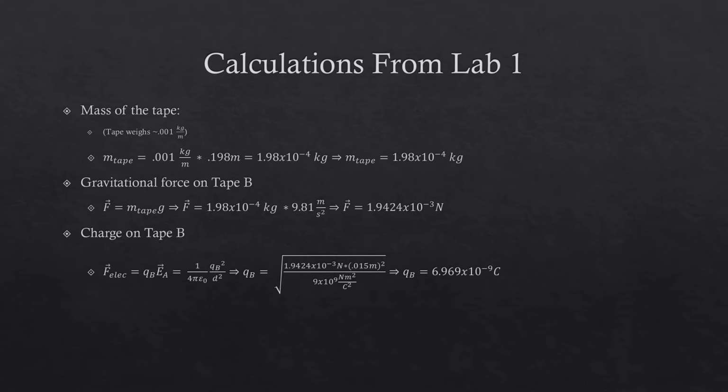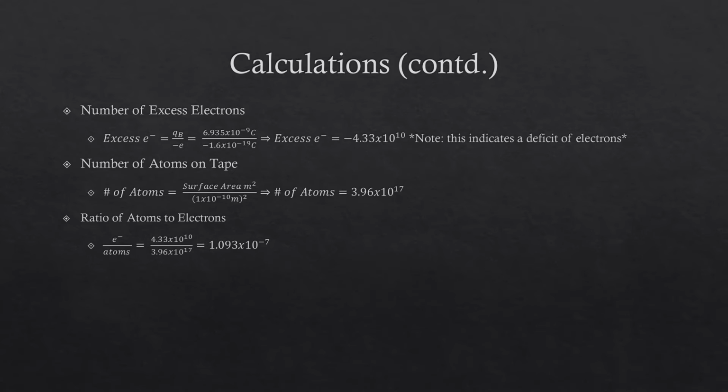This is a quick overview of the calculations that were performed in Lab 1. By using the different formulas and laws that we learned in class, we were able to find the following: the mass of the tape, the gravitational force on tape B, and the charge on tape B. We were also able to find the number of excess electrons in the tape, the number of atoms on the tape, and the ratio of atoms to electrons in the tape.